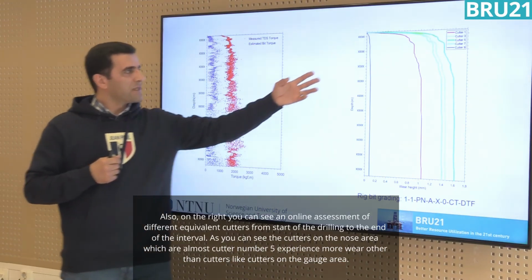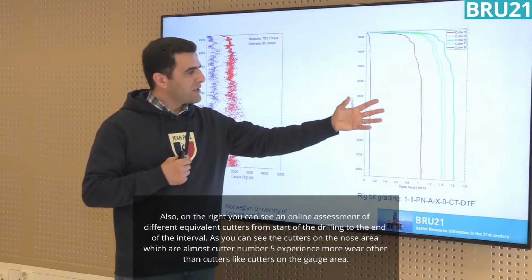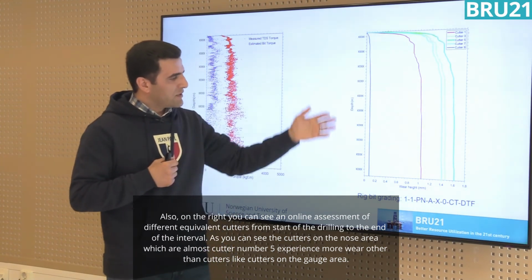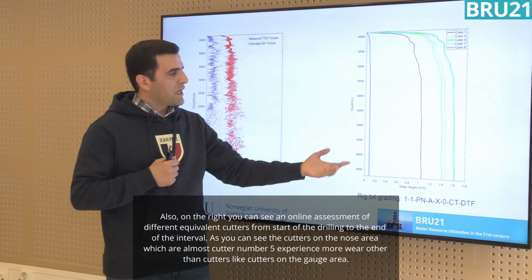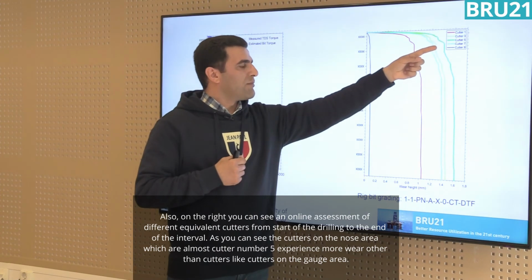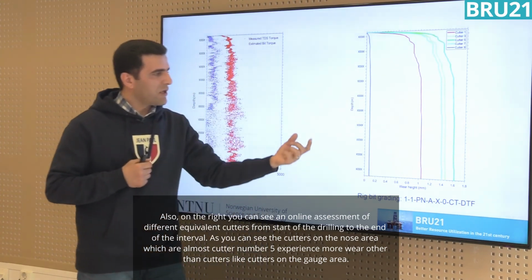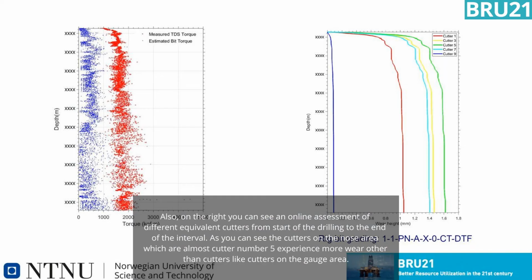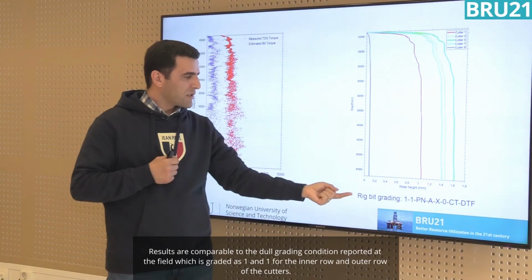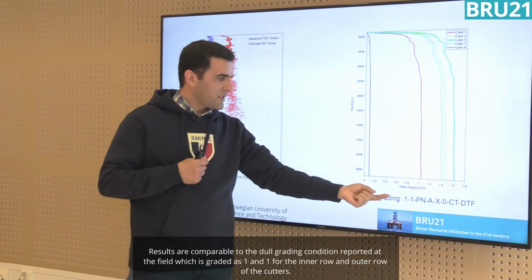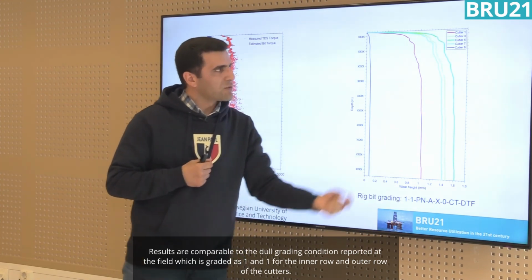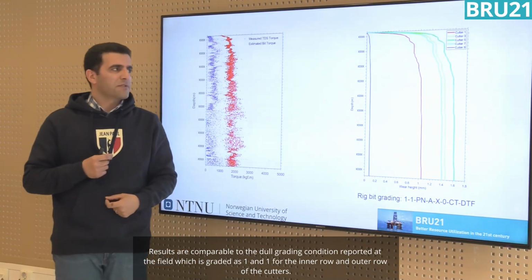Also, on the right, you can see an online assessment of different equivalent cutters from the start of the drilling to the end of the interval. As you see, the cutters on the nose area, which are almost cutter number 5, experience more wear than cutters like the cutters on the gauge area. The results are comparable to the dull grading condition reported at the field, which is graded 1 and 1 for the inner and outer row of the cutters.